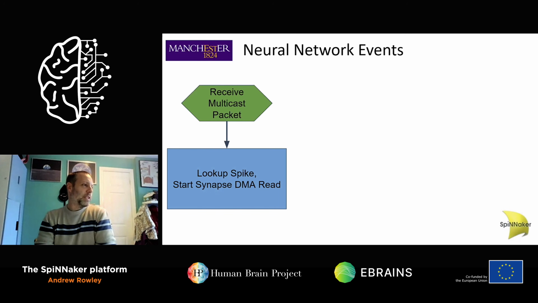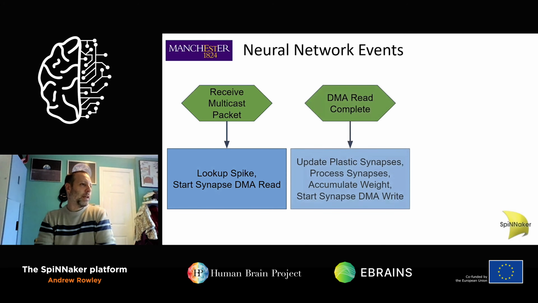Well, as I mentioned, we're going to receive some spikes, and this is done by receiving a multicast packet. At this point, the processor wakes up, looks up the spike, and starts some synapse DMA reading. When that read is complete, you get another event coming in. This causes it to do some synapse processing, which might be updating plastic synapses, processing any synapses on there, accumulating weights so that we can do neuron state update in a minute. And also, if you've done some plasticity, you might also do some writing back. So you start another DMA, which then transfers that memory you've changed back into the SDRAM for later use.